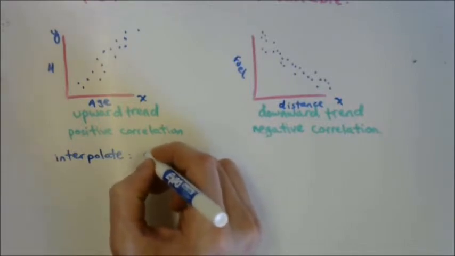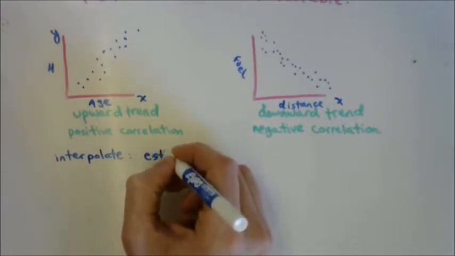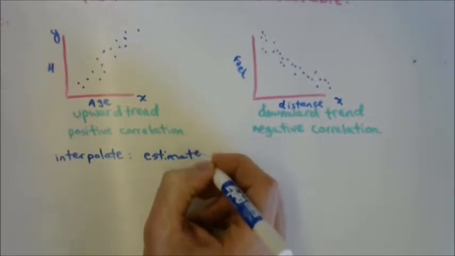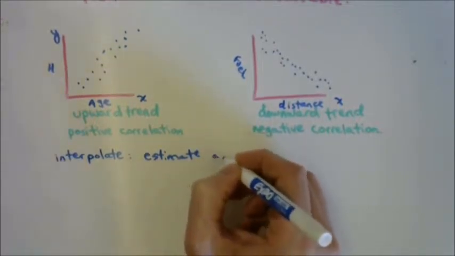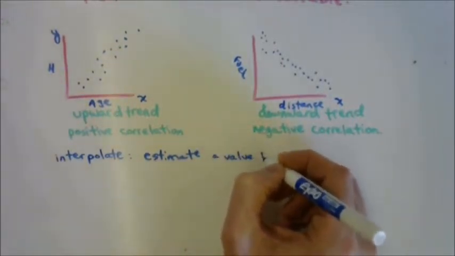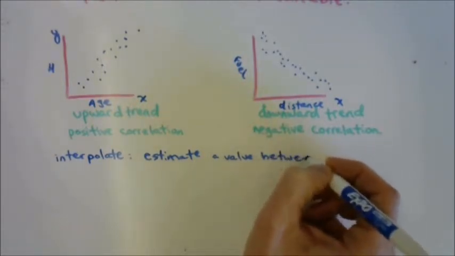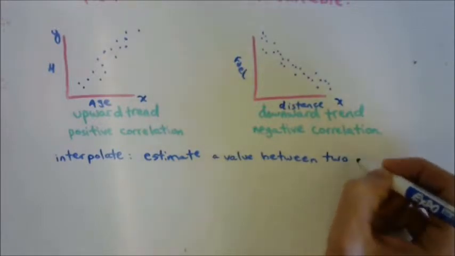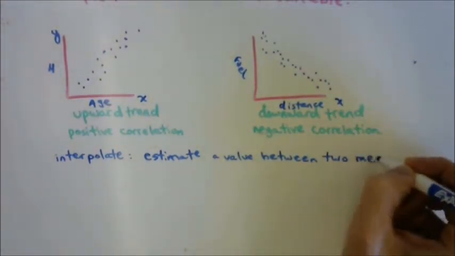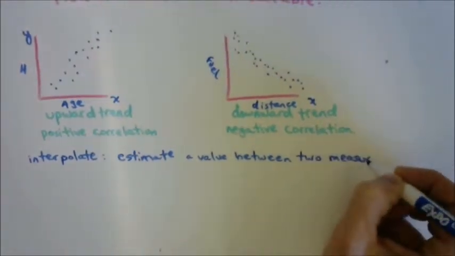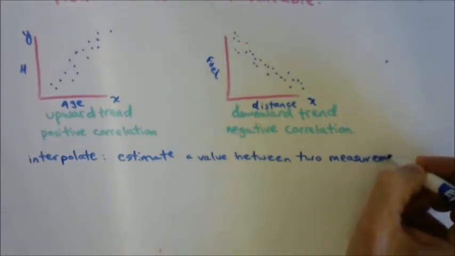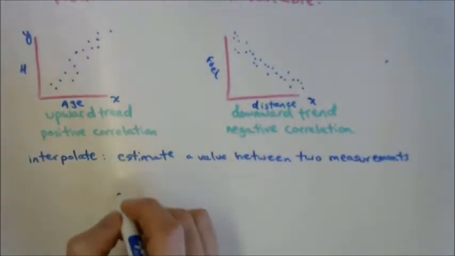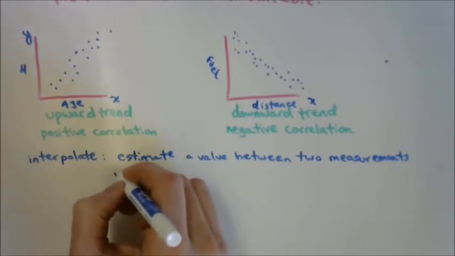This is when we estimate a value between two measurements in a set of data.